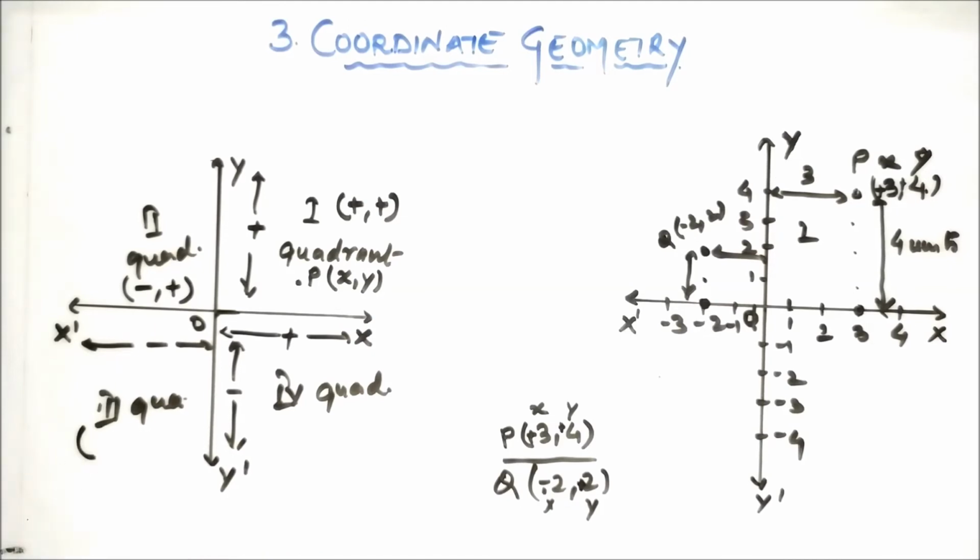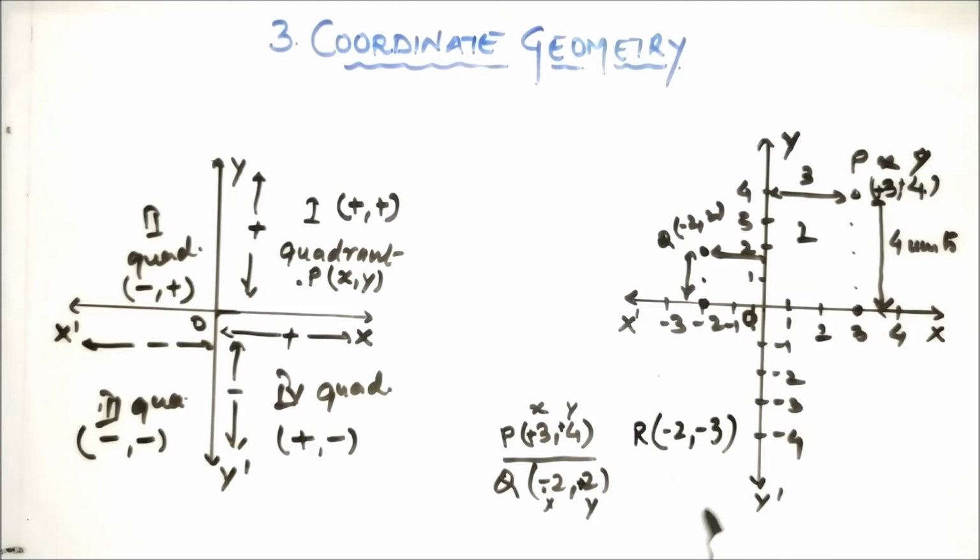For the third quadrant, x is negative and y is also negative, so this will be minus minus. For the fourth quadrant, x is positive and y is negative, so this will be plus minus. So with this information, if I ask you to mark R (-2, -3), you instantly know that minus minus will lie in the third quadrant only.